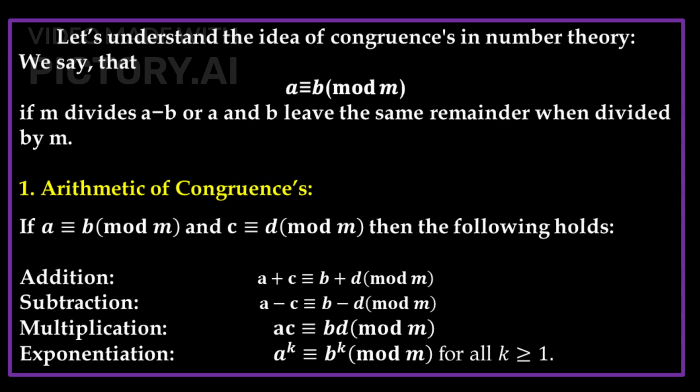Congruences are a cornerstone of number theory. When we say A is congruent to B modulo M, it means that M divides A minus B, or A and B leave the same remainder when divided by M. This concept extends to arithmetic operations.